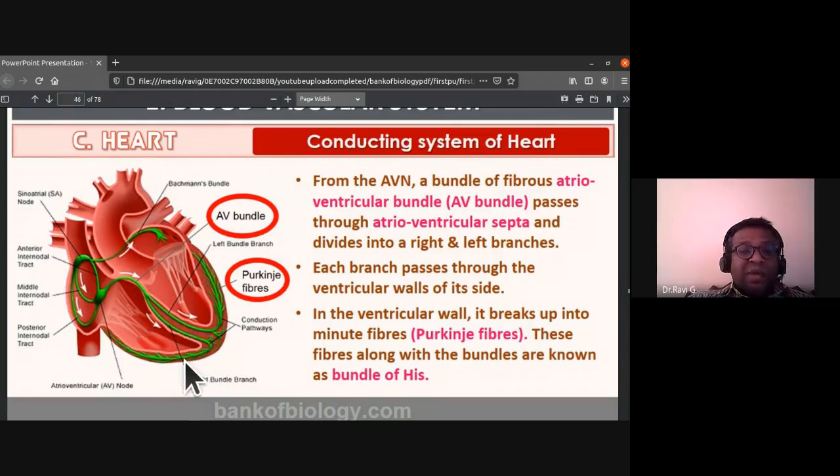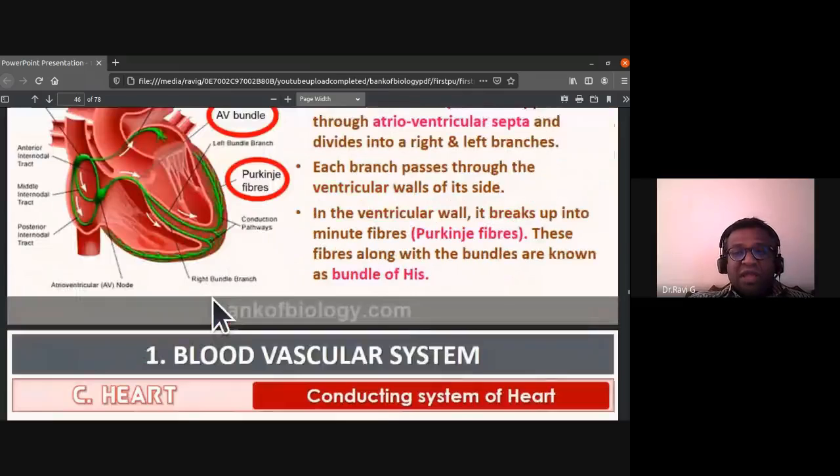Each branch passes through the ventricular walls of its side. In the ventricular walls, it breaks up into minute fibers, which we call Purkinje fibers. The Purkinje fibers, along with the auriculoventricular bundle, we call the bundle of His. So this is the conducting system of the heart.